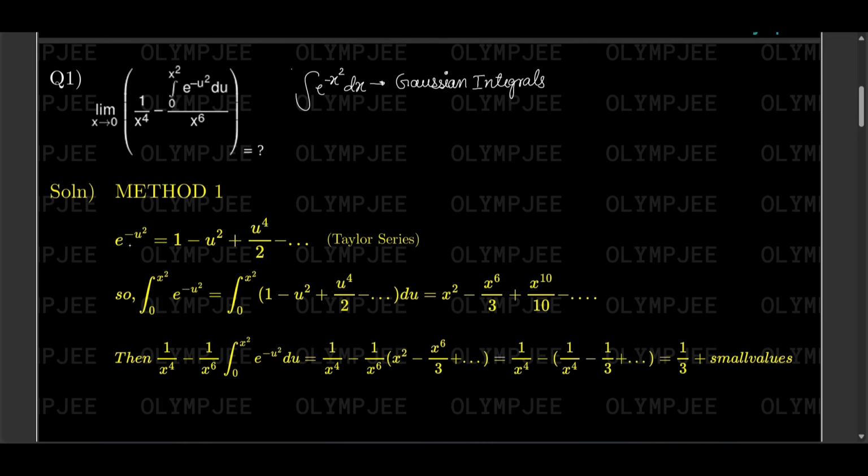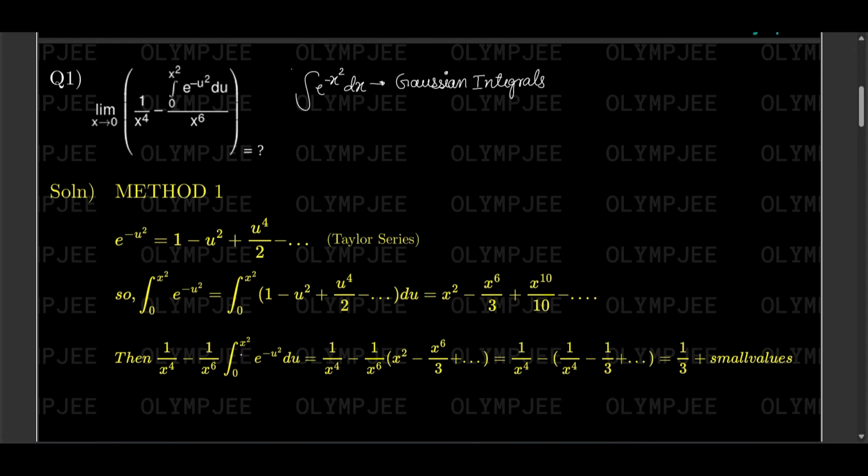So Taylor series for e raised to power minus u square is given as 1 minus u square plus u raised to power 4 by 2 and so on. So we can integrate this. So if we put this expression instead of e raised to power minus u square, then we can integrate it to get x square minus x raised to power 6 by 3 plus x raised to power 10 by 10 and so on.